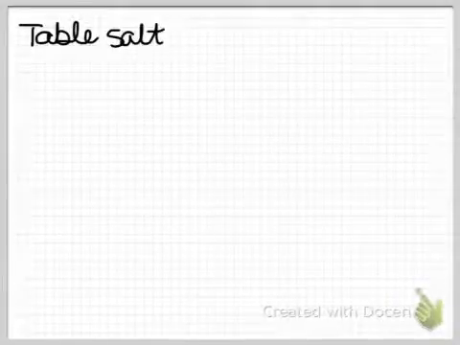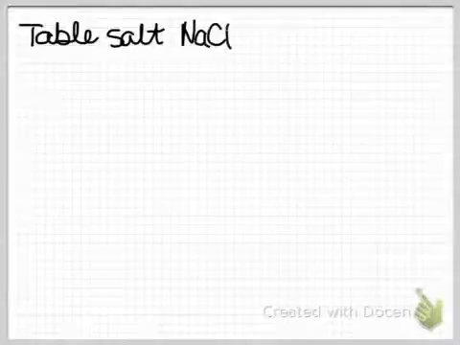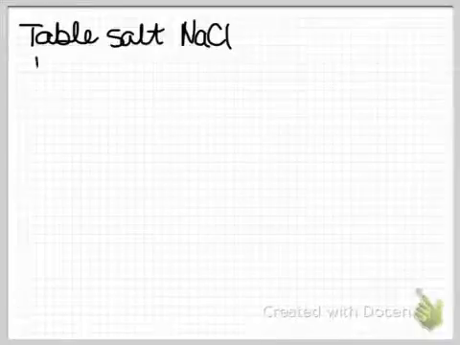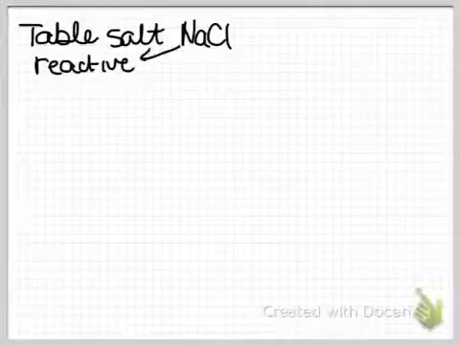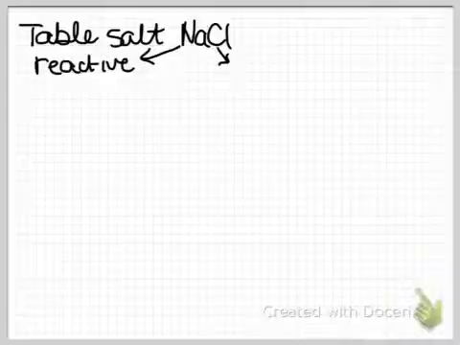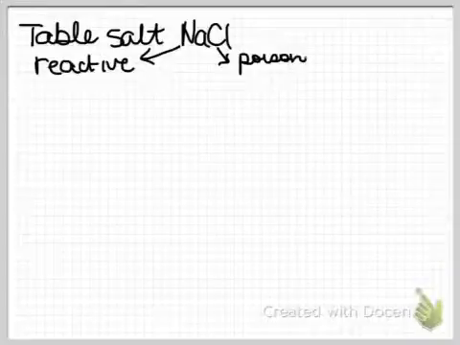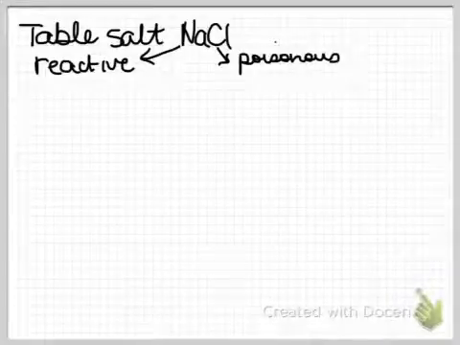Some everyday examples of ionic compounds are table salt. And we've looked at this example before. We're going to further explore it. So that's NaCl. It's made of sodium, which is a very reactive element, and chlorine gas, which is poisonous, and it's yellow-green.